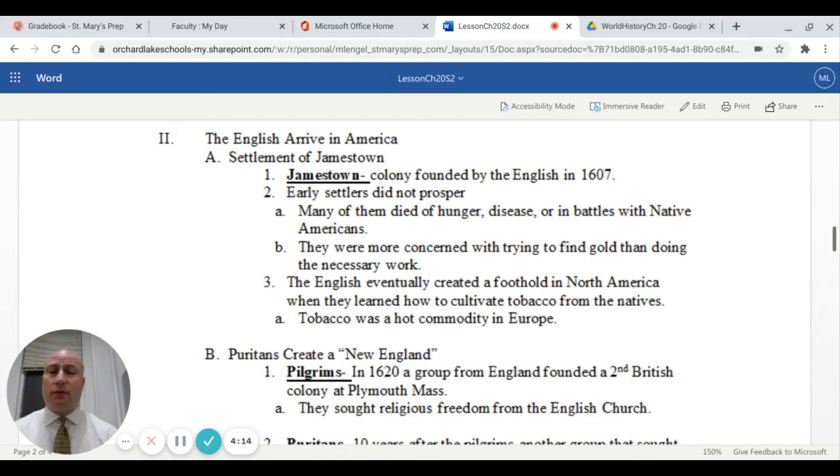Eventually, they did create a foothold in North America, and the big cash crop that they started to produce was tobacco. They learned how to cultivate tobacco from native tribes that were helpful to them, and tobacco at this time was a very hot commodity back in Europe.